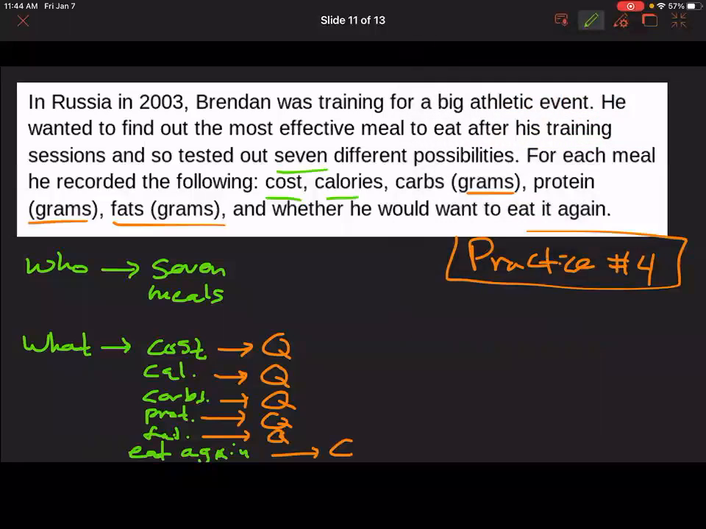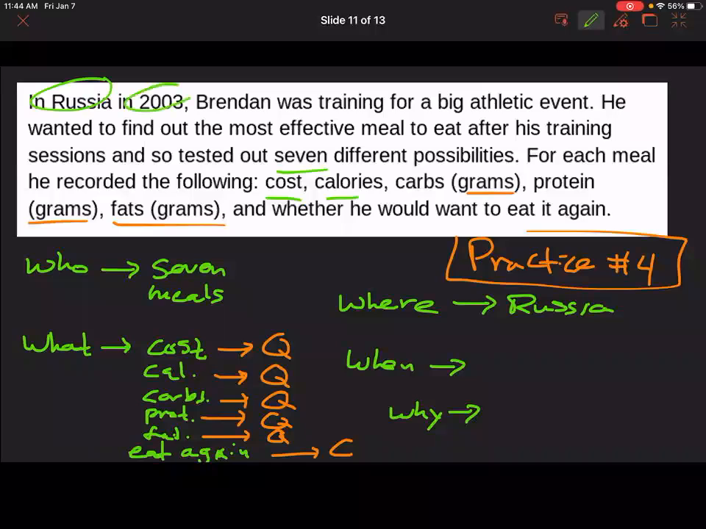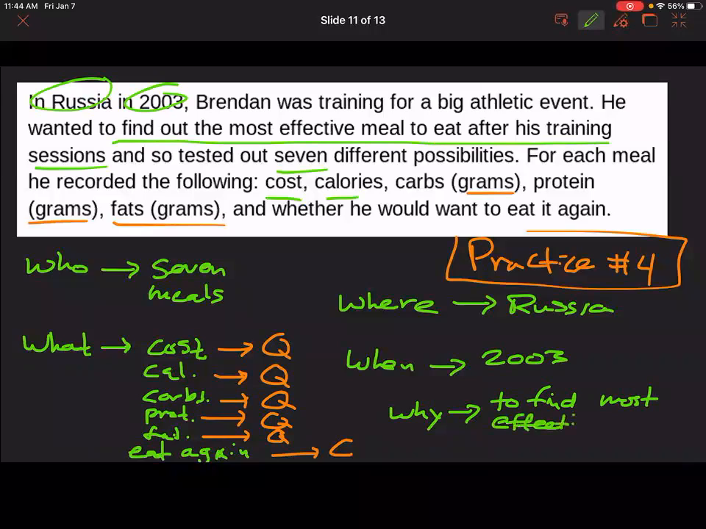Let's keep going, see if we can come up with any other ones. Where, when, why. So where, it says in Russia. When, it says in 2003. Why? To find out the most effective meal after his training sessions. To find the most effective meal for after his training sessions.